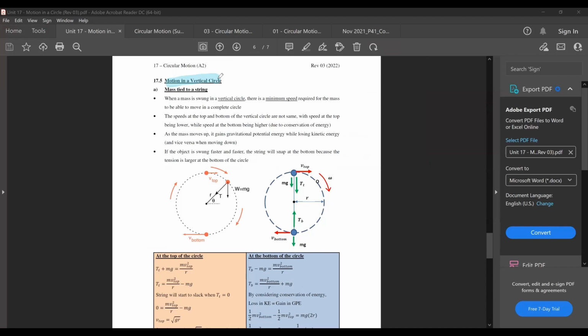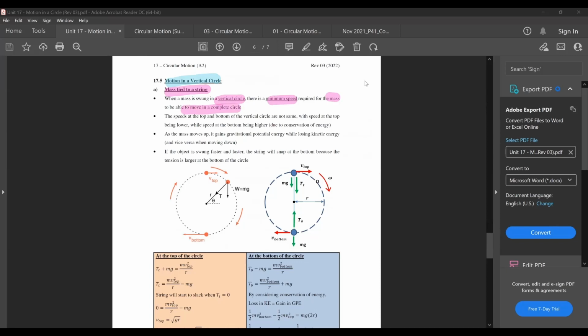All right, now for motion in a vertical circle, let's consider a mass tied to a string, just like we did on the case for horizontal circle. Now, when you have a mass tied on a string and you try to swing it in a vertical circle, real life experience will tell you that you tend to need to swing it at a certain minimum speed in order for the mass to be able to complete a complete circle.